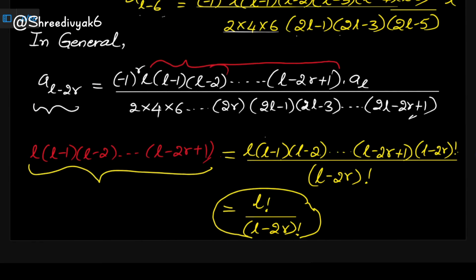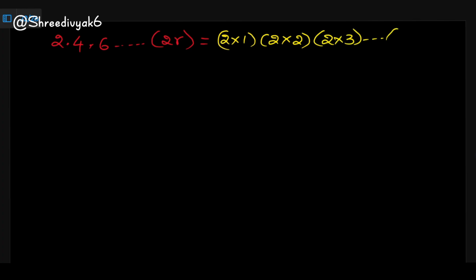Again, check the next term, that is 2, 4, 6, right? So let us consider that 2, 4, 6 up to 2r. I can write this as 2 into 1, 2 into 2, 2 into 3, up till 2 into r. So how many times am I getting 2 in every term? 2 raised to r times, right? So I can write the whole thing as 2 raised to r into r factorial.